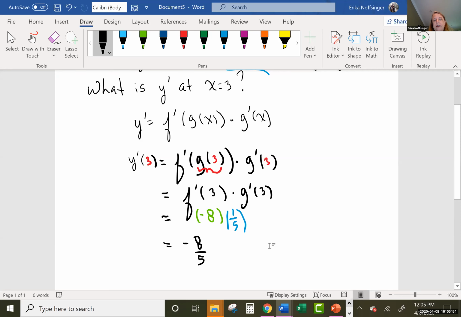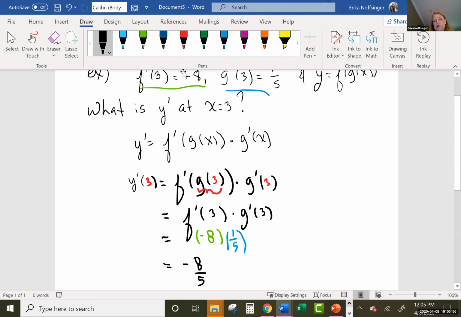Okay, so given information about derivatives of the function at particular values, the original function at particular values, you should be able to answer different types of questions.